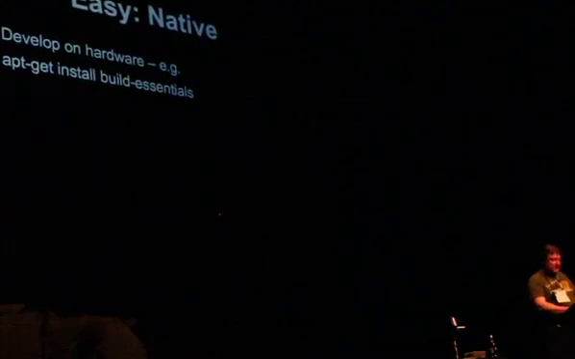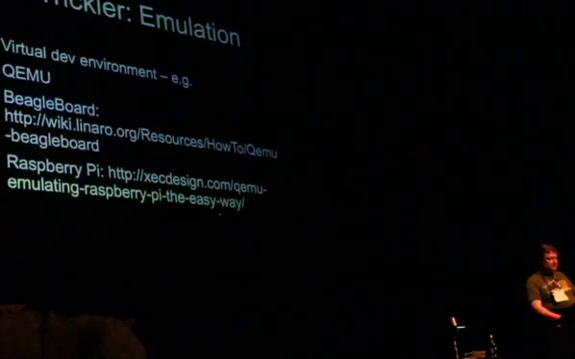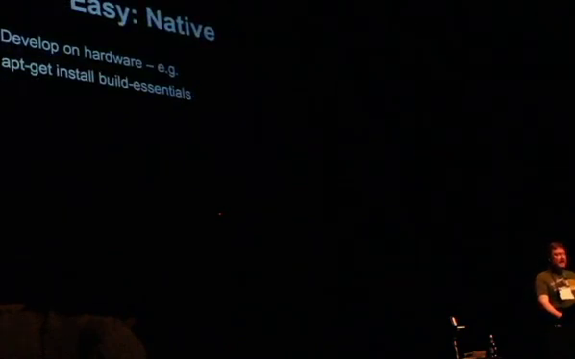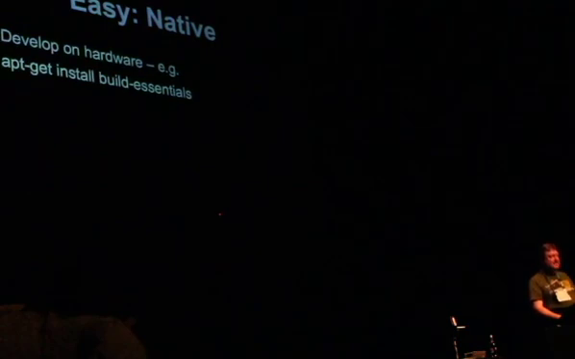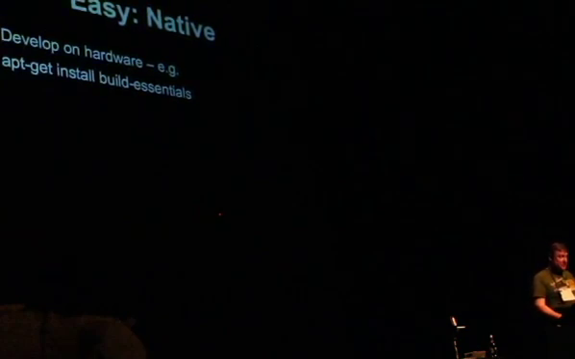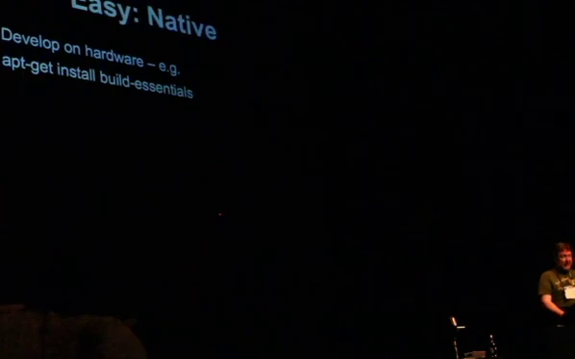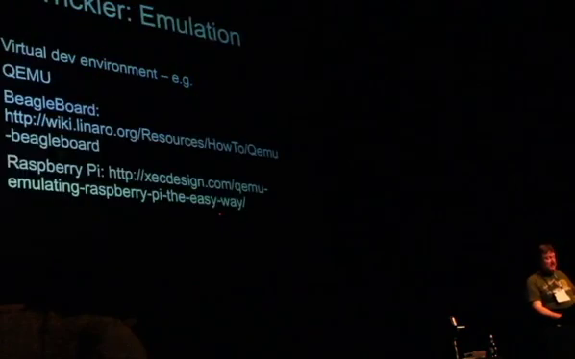The easiest option here is to go native. By native, I mean install a distribution that has the build tools on it, on your Raspberry Pi or your BeagleBoard or whatever, and just compile it on the device. It's really easy to do, and you know it's going to work when you finish. You're going to have a tool that actually does run on that hardware. But it can be pretty slow.